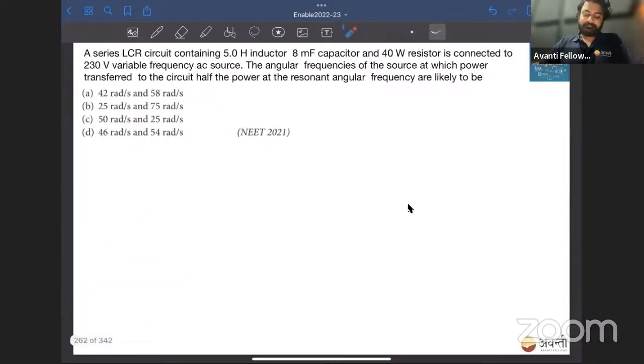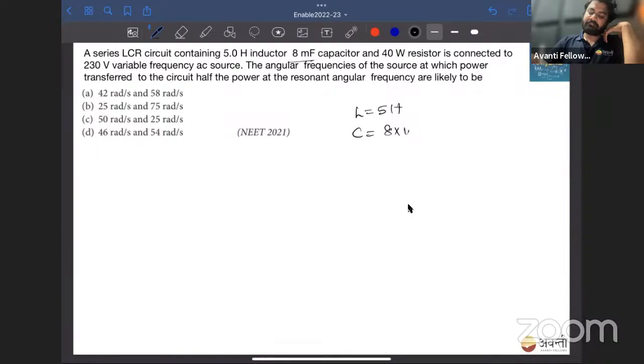Let's do a question then. Okay, look here. Read the question with me. A series LCR circuit consisting of 5 Henry inductor, means L is 5 Henry, 8 microfarad capacitor. So capacitance is 8 into 10 to the power minus 6 farad, and 40 watt resistor. 40 ohm it should be.